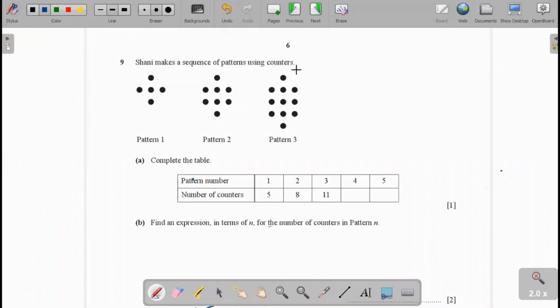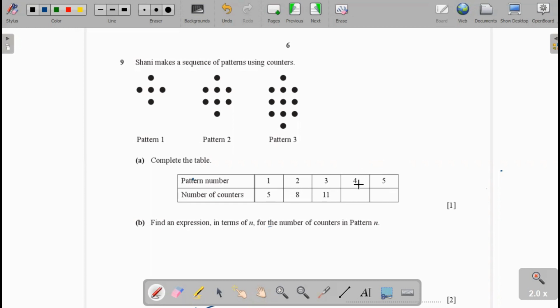Shani makes a sequence of patterns using counters: pattern 1, pattern 2, pattern 3. Complete the table. Pattern number 1 has 5 counters, 2 has 8, 3 has 11, and for pattern numbers 4 and 5 the number of counters are not there. We have to find these values. We see that the number of counter values is 5, 8, 11. We observe that each value is obtained by adding 3 to the previous value. When we add 3 to 5 we get 8, and add 3 to 8 we get 11.